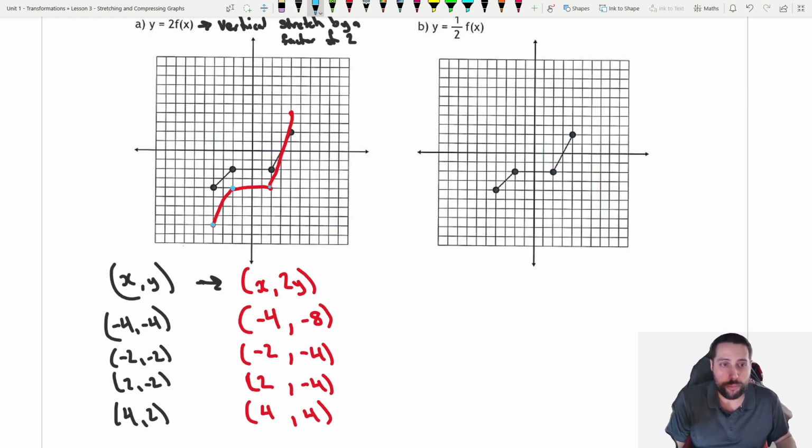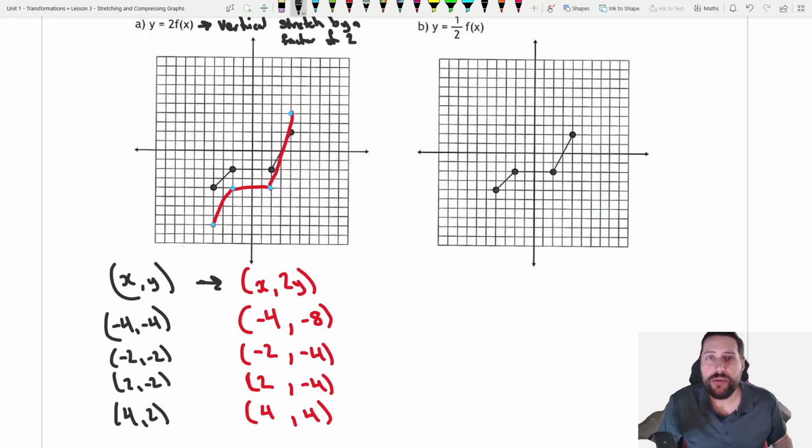I'm just going to draw on the points again so we can see where they were. But that is how your vertically stretched graph will look. Everything's been stretched vertically. Nothing's been stretched horizontally, nothing's been moved horizontally. It's only vertical in this case. That's what this graph will look like.